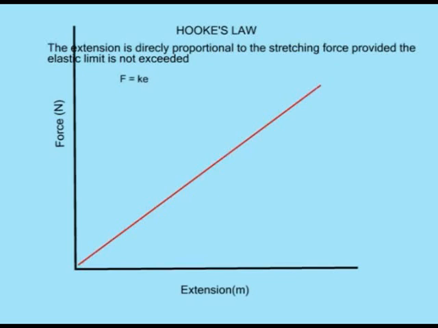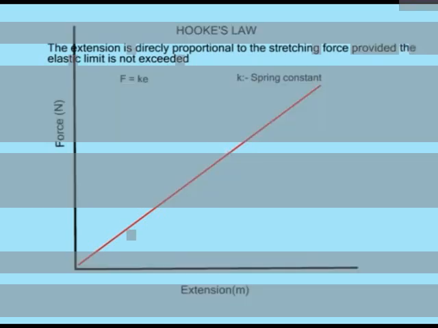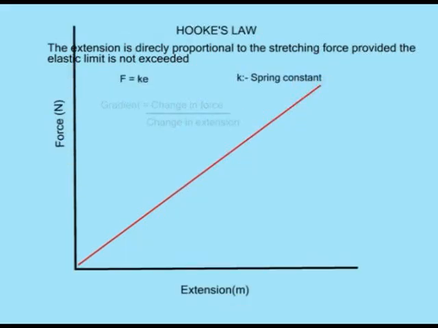So I'm going to choose 40 and 30. Between 30 and 40 grams, at 30 grams we had extension 15, and at 40 we had 20. So I'm going to do change in force over change in extension. Remember, I have to convert the grams into newtons, and millimeters into meters. 40 grams is 0.4 newtons: divide by 1000 to get kilograms, and multiply by 10 to get newtons. 30 grams is equivalent to 0.3 newtons.